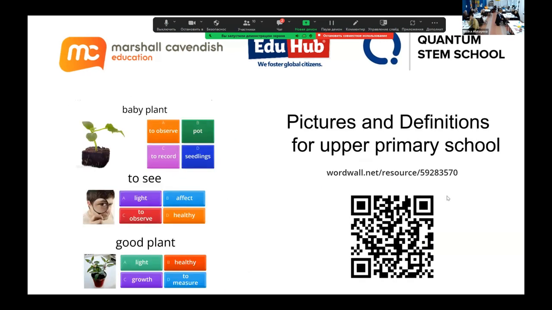All right. Also, sometimes I use definitions like here, what is a baby plant? I don't know if you can see it. To observe, to record. Seedlings. Seedlings, it means like a baby plant. It's not a big plant, it's a baby plant. To see, to observe, like good plant, it's good. Health. It's good, so it's not bad. All right, so you can check yourself.